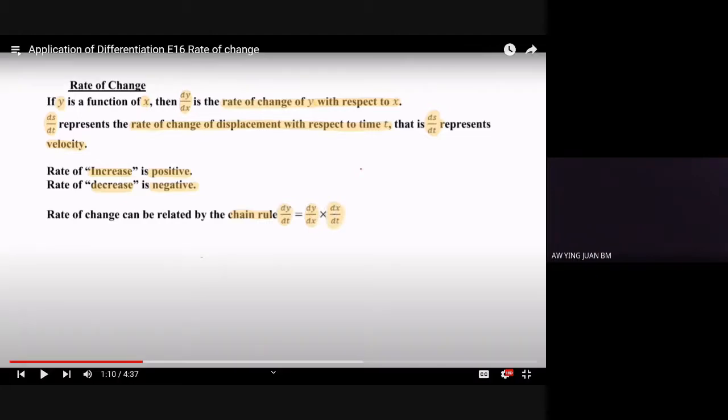Rate of change can be related by the chain rule, which is dy/dt equals to dy/dx multiplied with dx/dt. Okay, so untuk bahagian ini, iaitu rate of change ini, yang paling penting adalah dia punya chain rule. Okay, kemudian kena faham bahasa lah soalan itu. So kalau kita dapat rate itu, macam mana nak tahu rate itu? Di bawah dia mesti ada dt. Kalau kita dapat rate itu increase, maksudnya positif. Kalau rate dia decrease, maksudnya negatif. So tak apa, kita tengok contoh dan kita tengok apa benda yang kita boleh highlight untuk soalan rate of change.